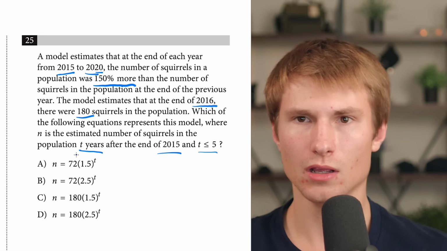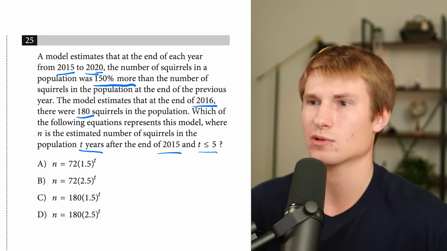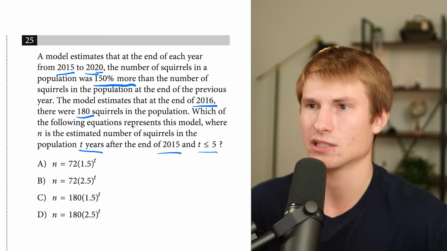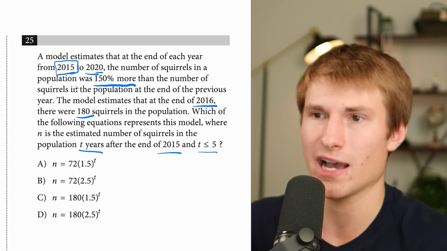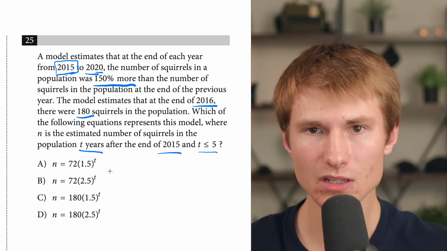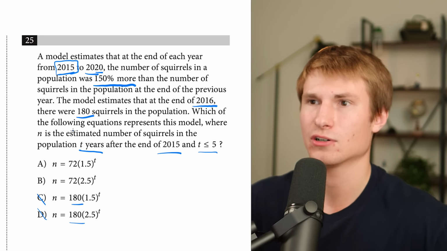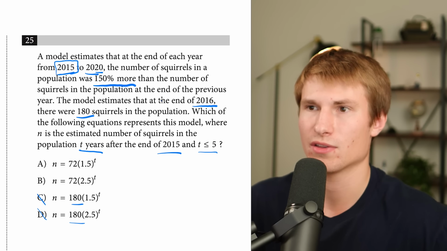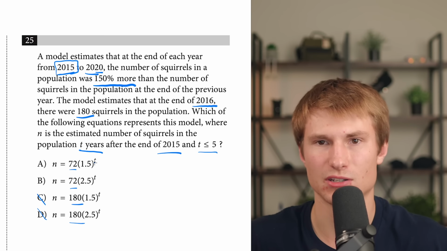Okay, key thing I'm seeing is that we have this 180 squirrels in the population, but that's at the end of 2016, and our model here starts at 2015. So we actually have to backtrack to get our initial value in our exponential growth formula. So we know it can't be 180, because that's 1 year after, and each year it's 150% more than the number of squirrels at the end of the previous year. So we can go ahead and get rid of C and D. And now we don't actually have to calculate it because we know it'll be 72.